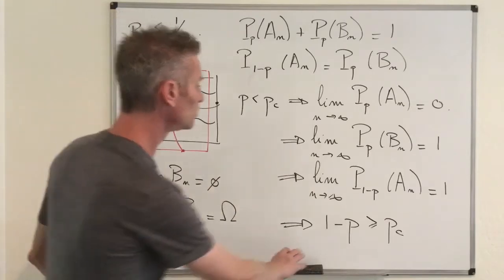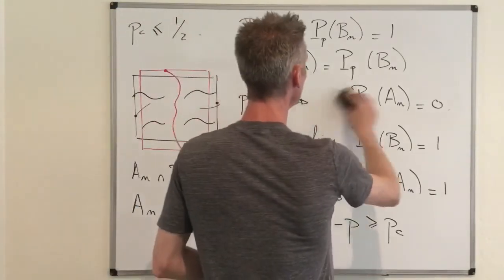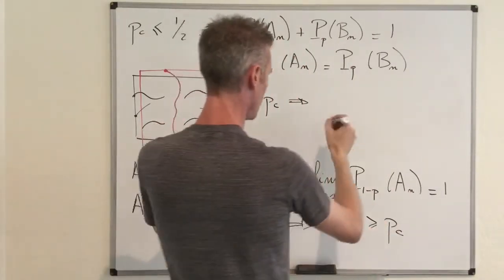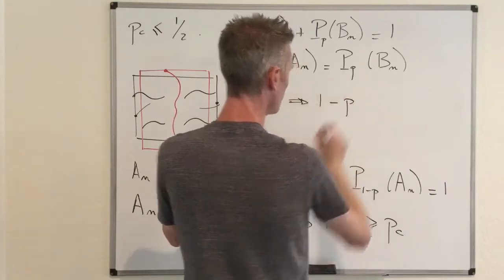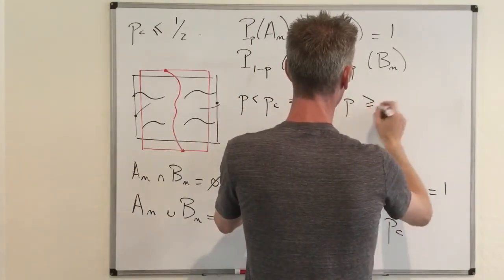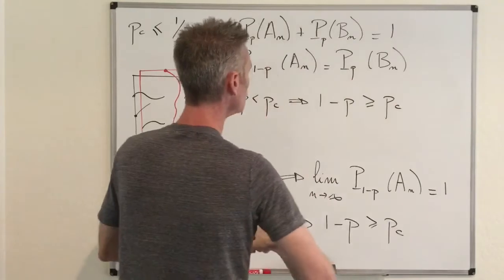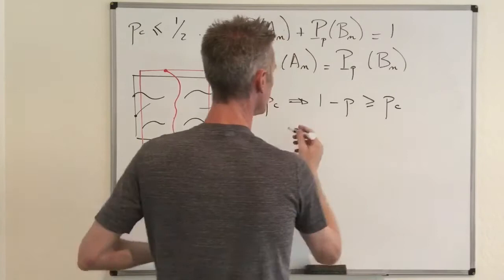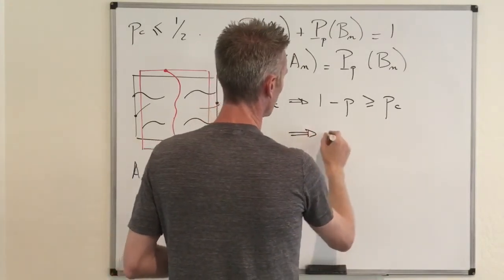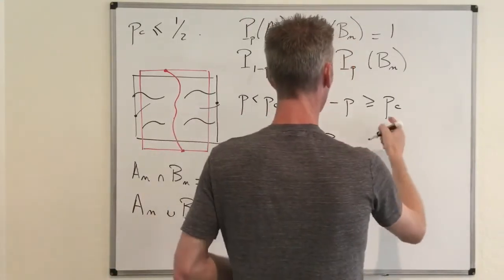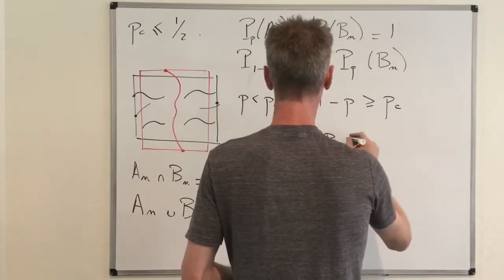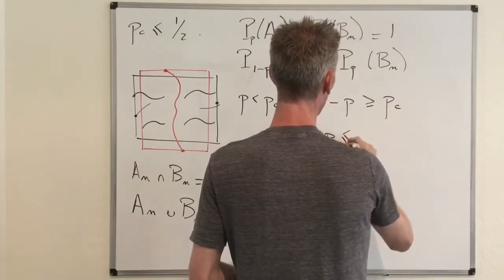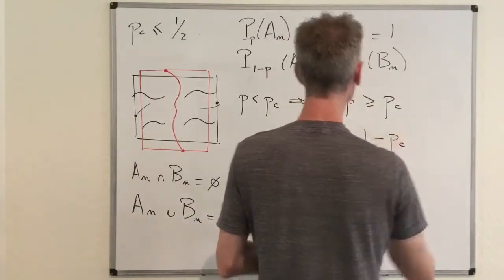So conclusion, what we prove is that if p is less than pc, I'm going to erase that now, then this implies that 1 minus p should be larger than pc, which also implies that I'm going to rewrite this using p again. So this implies that p should be less or equal than 1 minus pc.